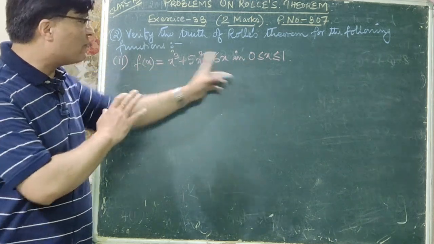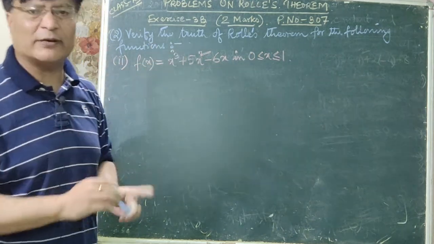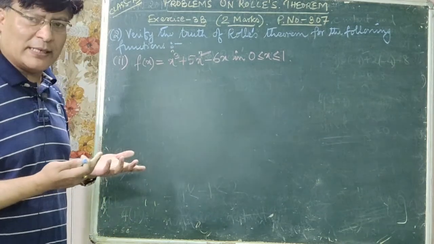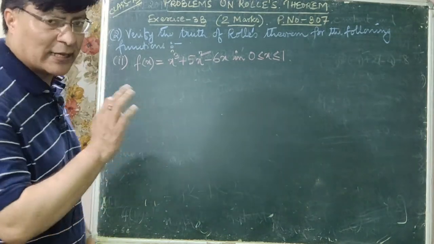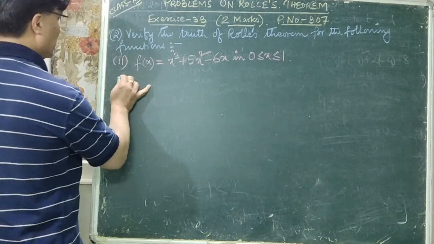Okay, so let us first differentiate it. Let us differentiate first, because we have to find the value of c, and for this differentiation is necessary, so that f dash of c is equal to 0. Okay, so let us differentiate it.